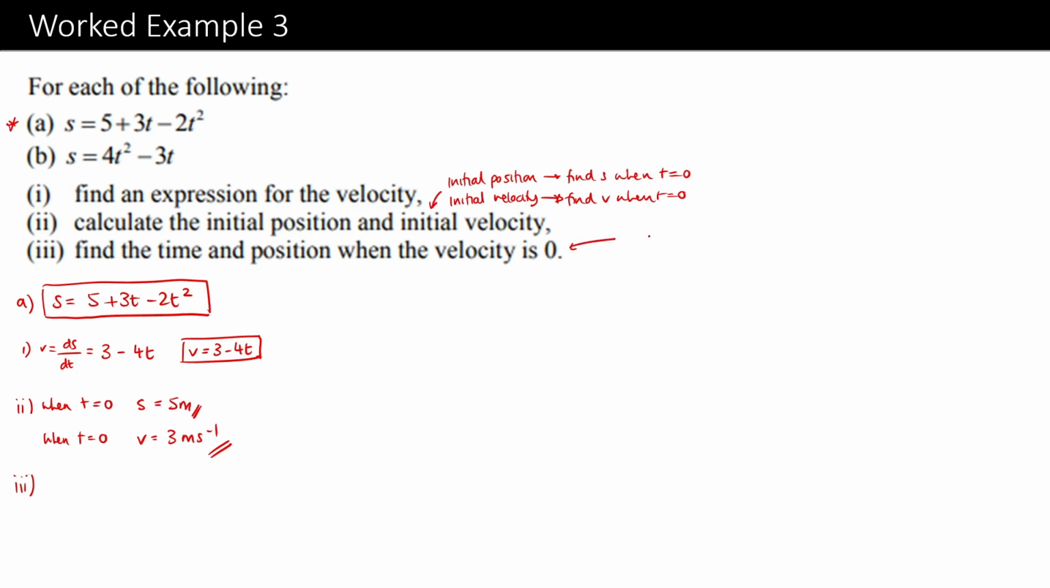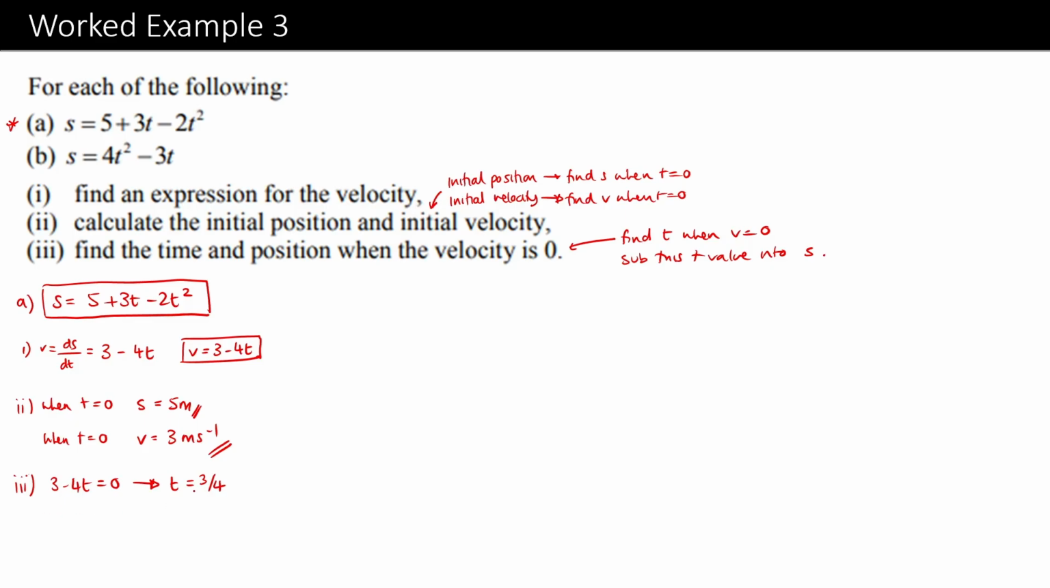Now for this, in order to find the time, I need to find t when V equals 0, and then sub this t value into S. So for part 3, I make V equal to 0. So that's 3 minus 4t is equal to 0. So that gives me a t value of 3 over 4.